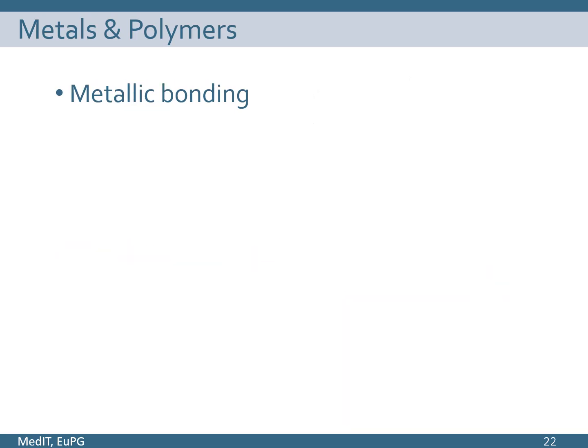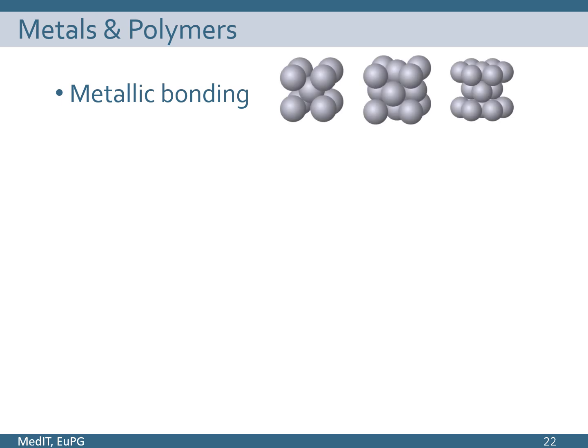Great. Now we have just one more bond to study, but it's a very important one. It's the metallic bond. So here you can see possible arrangements of atoms which are typical of metals. We will see later that these are periodic arrangements characteristic of crystalline structures. But what interests us today is how the atoms are bonded to each other in a metal.